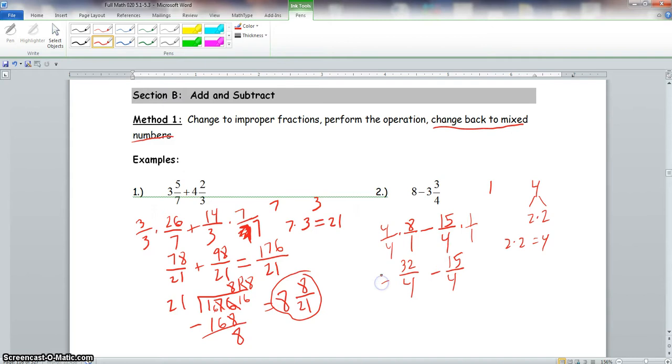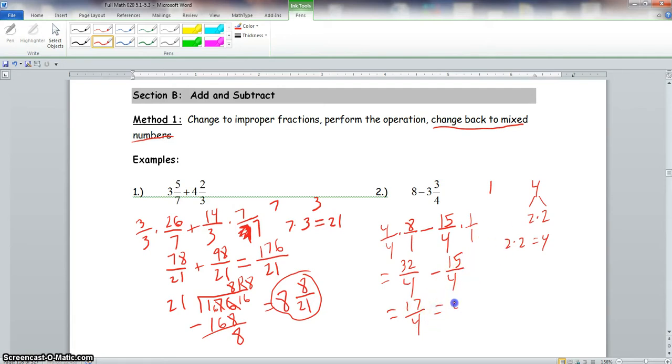Now we can subtract them. 32 minus 15 is 17 divided by 4. Now 17 and 4 have nothing in common. If we were just simplifying, we would be done. But we were asked to change this back to a mixed number.